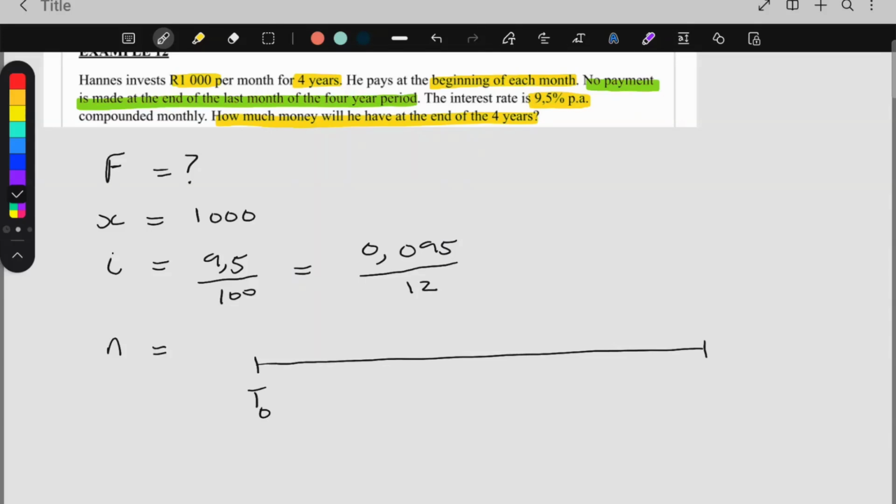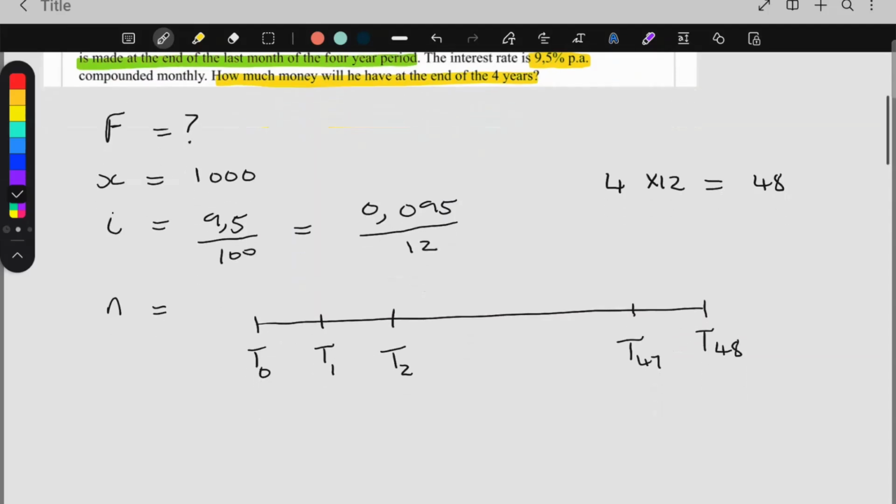T0 is at the beginning of the month. T1 is at the beginning of the second month. T2 is at the beginning of the third month, because now you're just paying at the beginning of the month. So if this is for 4 years and you are making monthly payments, then you must make 48 payments. So this is T48, but there's no payment at the end. So T47 is when you make your last payment.